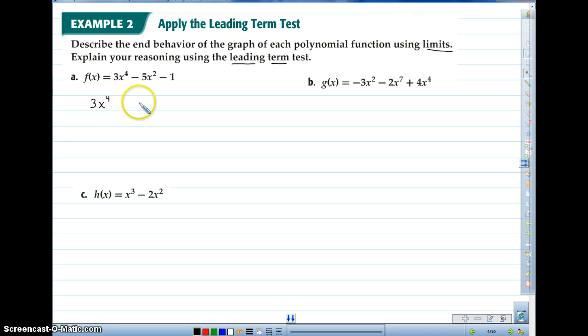And so the first thing we notice is that 3x to the 4th is positive and it's even. The exponent is even. That's what you're checking to see if it's even or odd. So because it's positive and even, we know that the end behavior should be up and up based off the table. So we're going to go ahead and write the end behavior now as the limit as x approaches negative infinity, f of x will equal infinity, and the limit as x approaches positive infinity, f of x will also equal infinity.